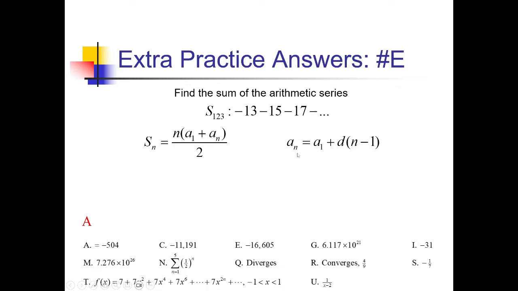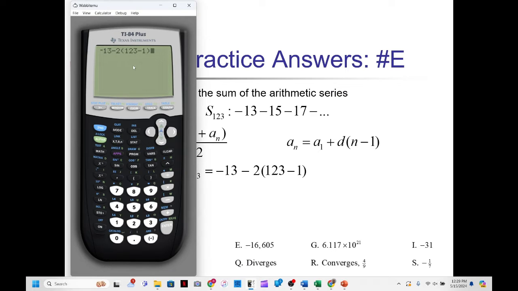So I've got a sub 123 equaling a sub 1 is -13. My common difference, -15 minus -13 is really plus 13. So that's going to be, let's see here, 2 plus 13... No, -15 plus 13 is -2. So I'm adding -2 to get the next term each time. So I'll write -2 here for my d value. And then n in this case is 123. So 123 minus 1. And let's use the calculator to crank this out. Plug in all that in, we end up with -257.